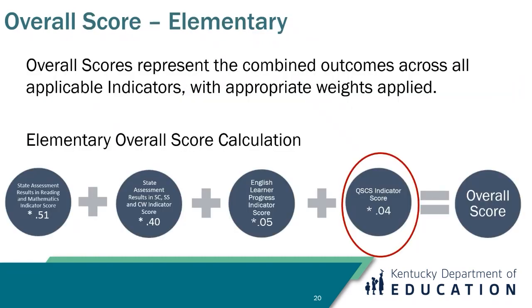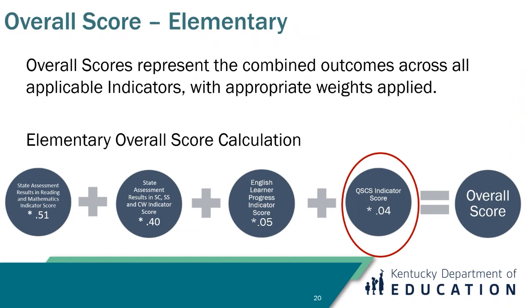Using this example from elementary school, we can see how the overall score is calculated. The QSCS indicator portion of the formula is shown on this slide with the red oval. You can see that we will take the QSCS indicator score of 72 that we calculated earlier and will now multiply that by the weight of 0.04 or 4%. The weight came from the weight table that was shown earlier. The QSCS portion of the overall score formula after multiplying 72 by 0.04 would equal 2.88.